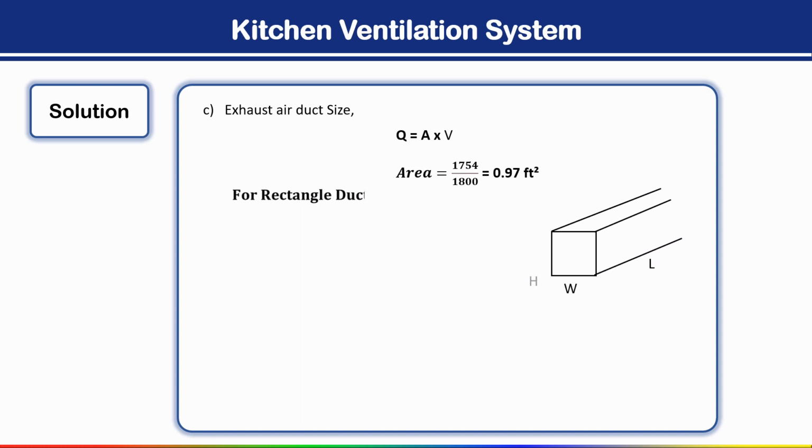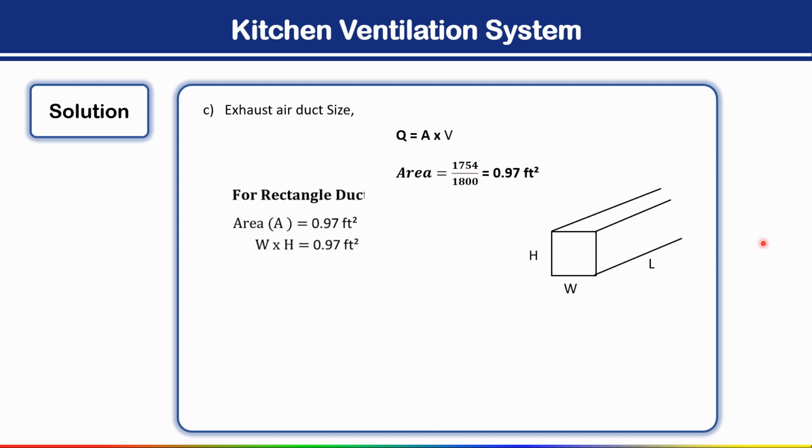Now suppose you want to install a rectangular duct, so what do we have to do? See, here I have drawn the rectangular duct. This is the length of that duct. When you look from the front view, this is the width of the duct, and the height of this duct is given. Now tell me, the area we have calculated is how much? 0.97 square feet. Now what is the area of a rectangle? Width into height. Simply write down here: width into height is equal to 0.97 square feet.